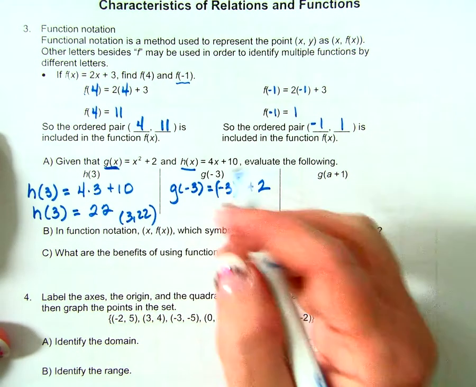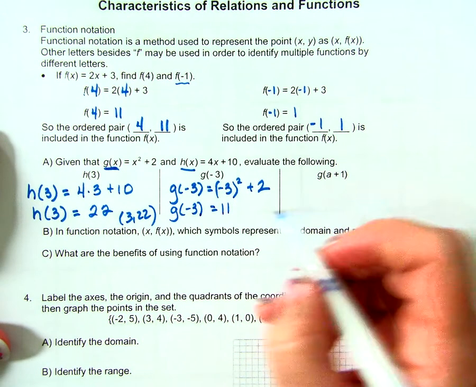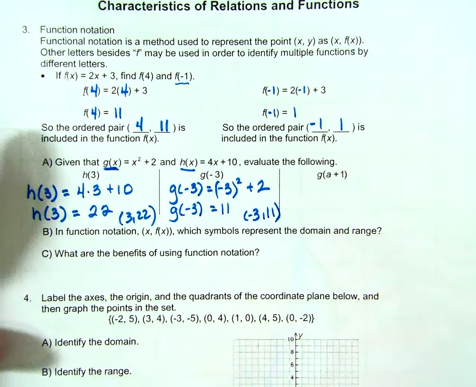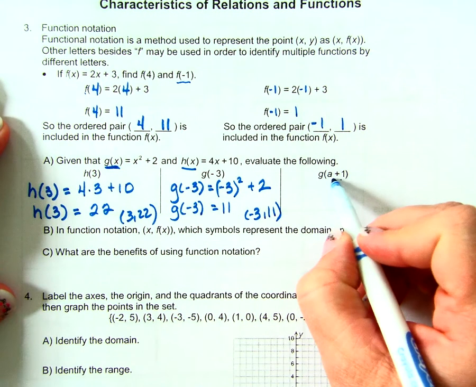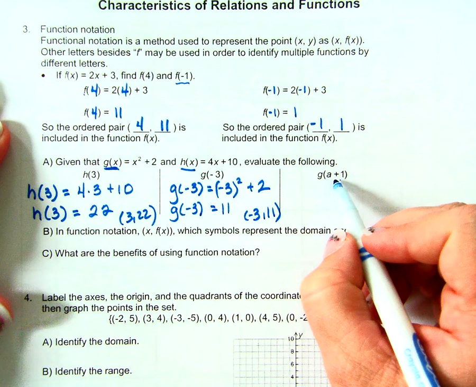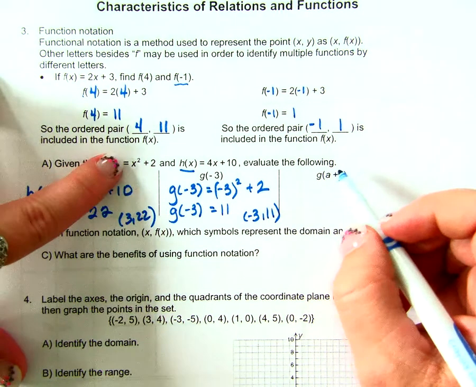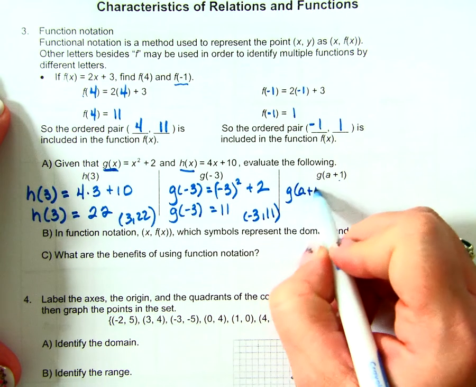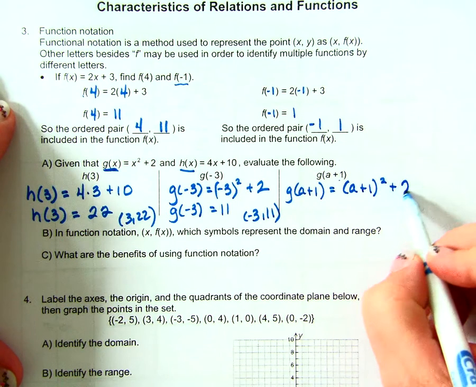9 plus 2? So g of negative 3 is 11. So my ordered pair is negative 3, 11. G of a plus 1. Yeah, some of you just looked at me like, what? What used to be there? An x, right? So anywhere there's an x, what do I put instead? A plus 1, right? So I'm using g, so I say g of a plus 1 equals a plus 1 squared plus 2.